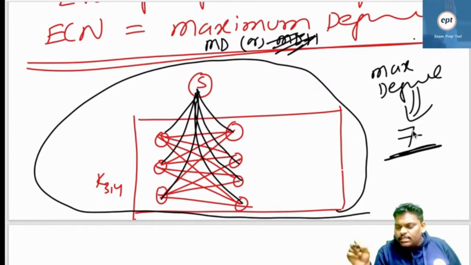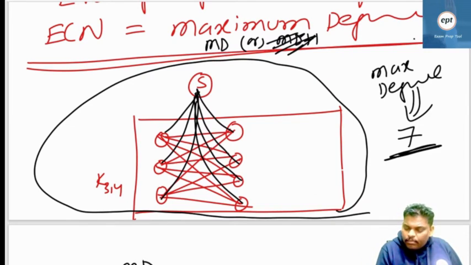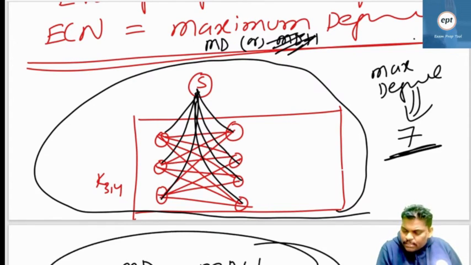Remember, in all the simple graphs, everyone listen, bipartite graph is one model. In all the simple graphs, complete graph is one model. Every simple graph will satisfy the answer as either MD or MD plus 1.